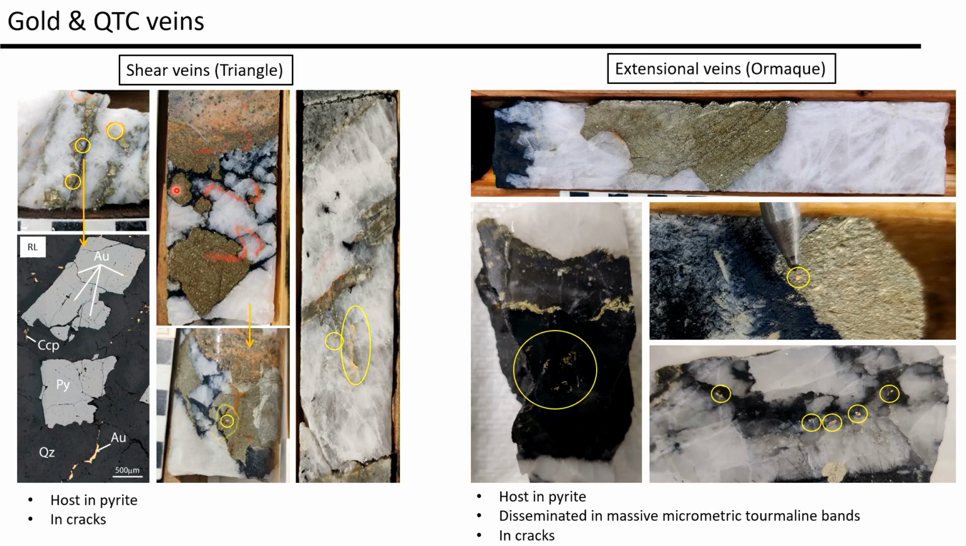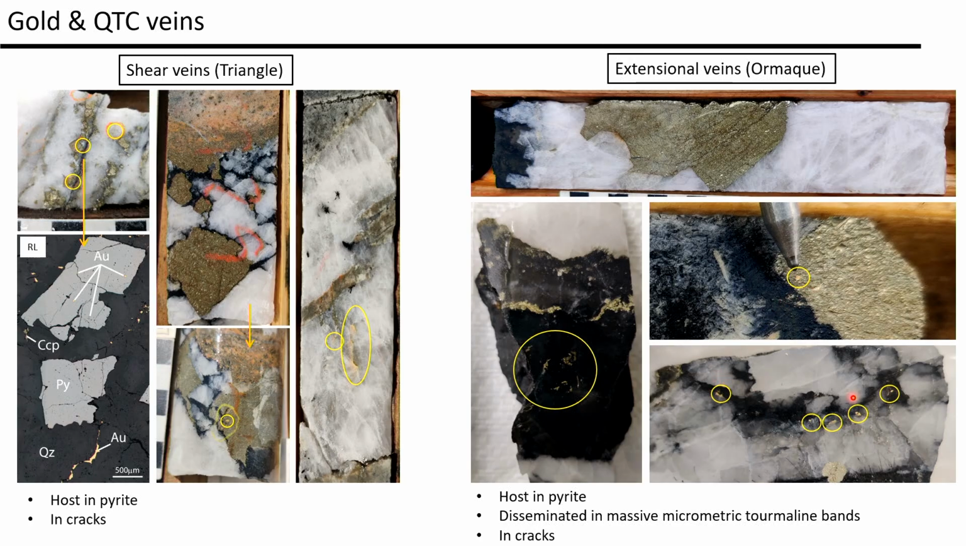Here we have some examples of what we found in the shear veins of Triangle. Mostly we can find a lot of pyrites. Those pyrites are usually close to subhedral, and they can host some gold. Also, the gold is found in cracks. In the extension veins of Ormaque, we can have huge pyrite grains. This one is around 10 centimeters in size. Some of these pyrites can host inclusions of gold.